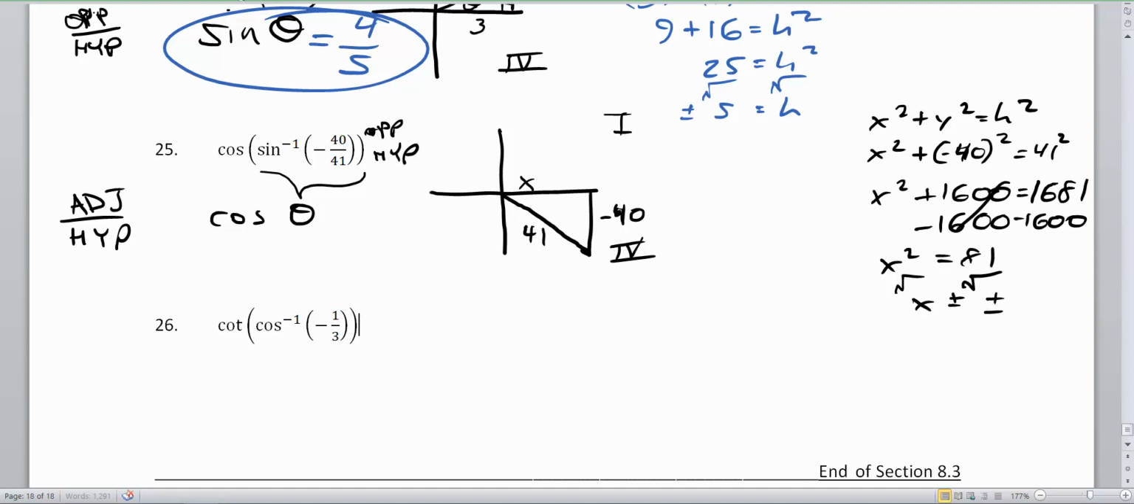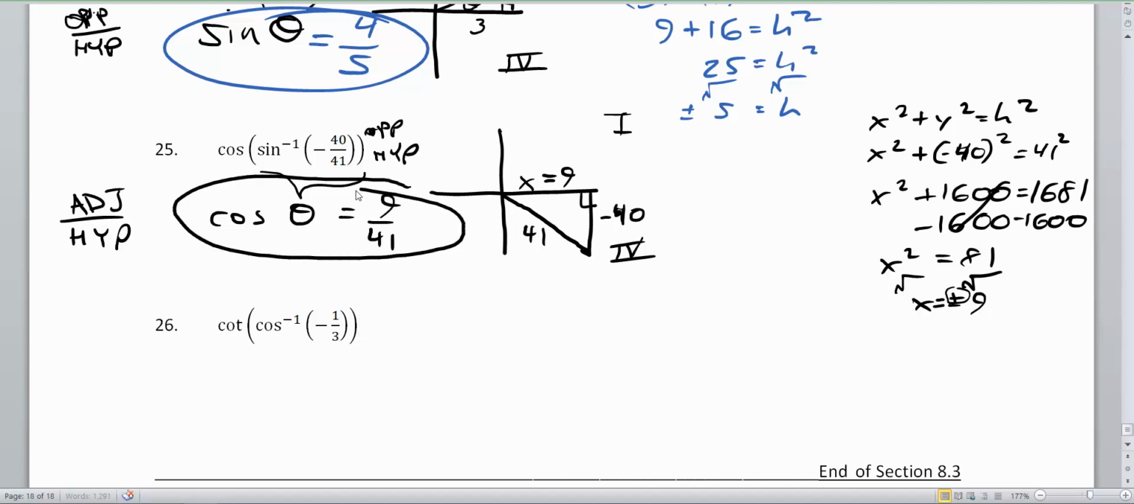Oh, I wrote plus or minus twice. Okay. x is equal to plus or minus 9. And in this case, it would be plus because x is positive in the first or the fourth quadrant. So now that we know my right triangle is negative 40 and 41, the adjacent over hypotenuse is going to be 9/41. And that's your answer right there.